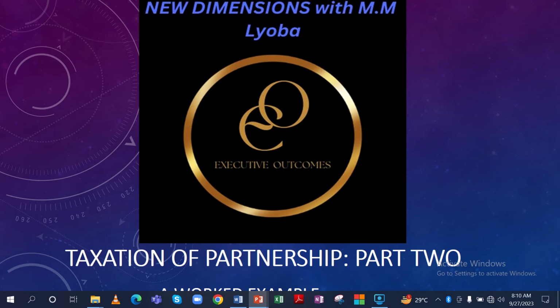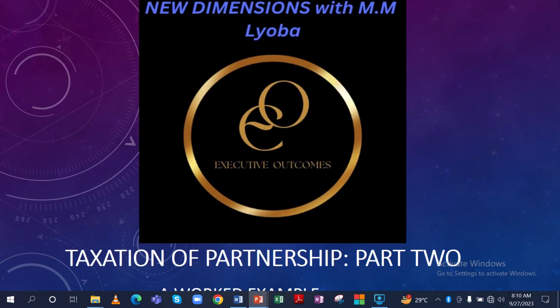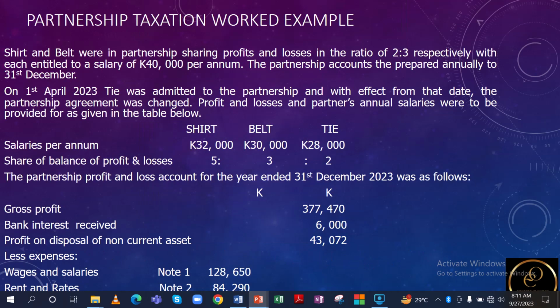Today's presentation is based on a worked example, where we're going to look at taxation of partnership part 2. The example we're going to deal with is as follows.